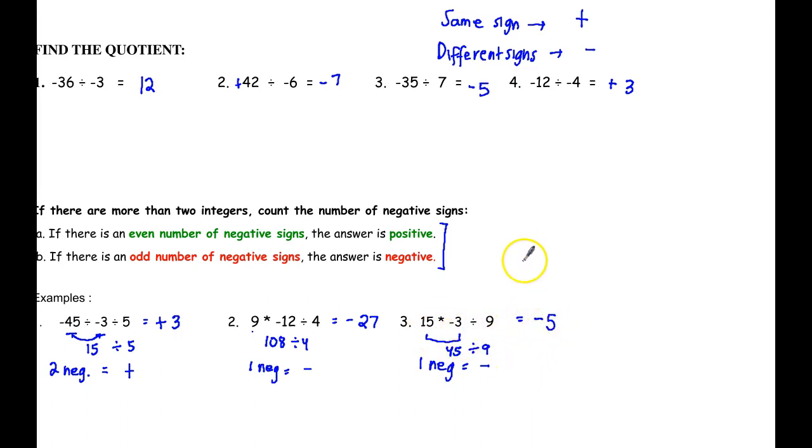So again, when you are working with 2 or more integers and you're multiplying and dividing them, you can just figure out first the sign of your answer depending on the number of your negative signs. If you have an even number, the answer would be positive, and if you have an odd number of negatives, the answer would be negative.